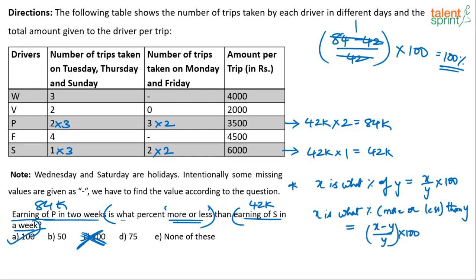Two very, very important concepts. What is he asking here? X is what percentage more or less than y? Second one. So you should say it is 100% more than y. Option 1 will be the answer and not option 3.